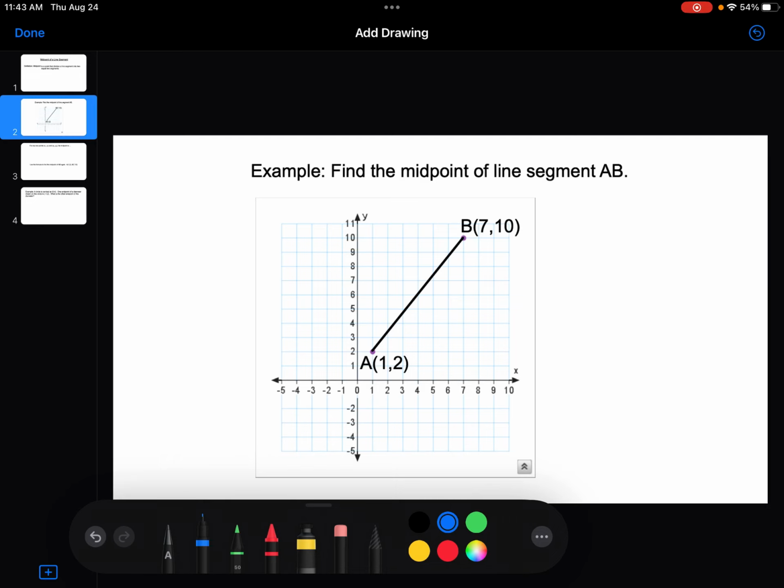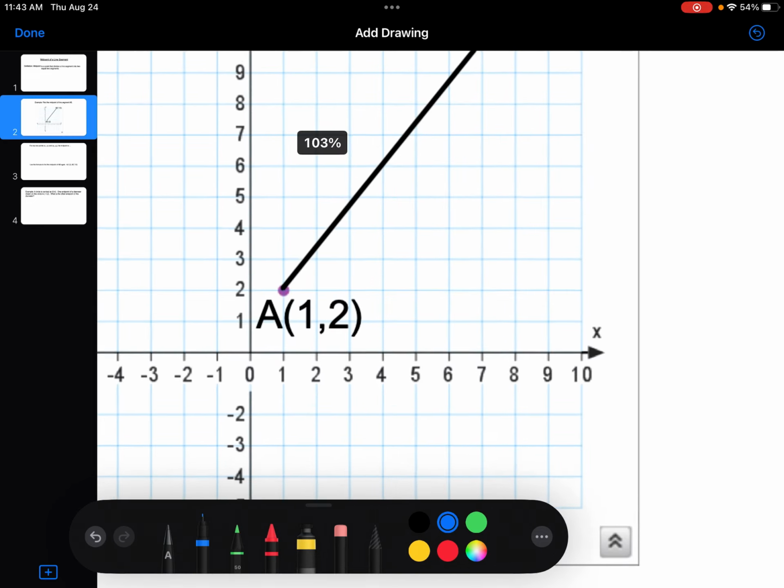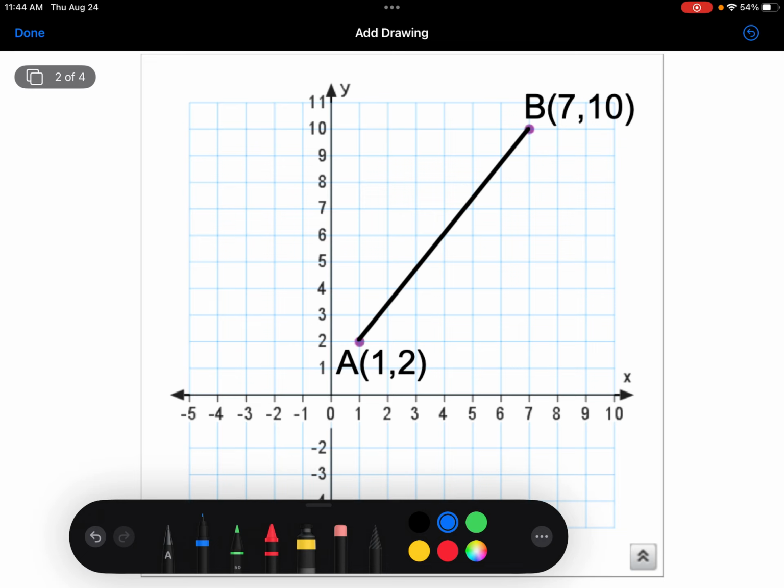So if I'm finding the midpoint of something like this, what I need to look at is how far it's gone left and right and how far it's gone up and down. Well, I know that we've moved over 1, 2, 3, 4, 5, 6 boxes here. So the midpoint would be right there. So my midpoint in my x direction is going to be 4.